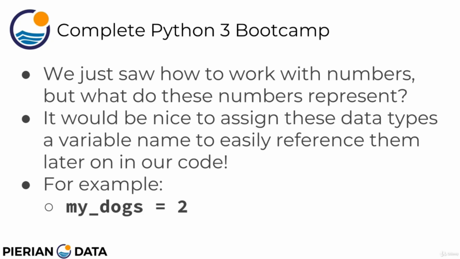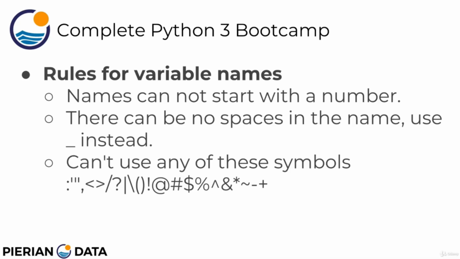Now there are a couple of rules for choosing a variable name in Python, and these rules are that names cannot start with a number. There can also be no spaces in the variable name, so you should use an underscore instead. And you also can't have any of these symbols in a name. If you accidentally forget this list of symbols and type one of them in a variable name, Python would quickly complain and you'd have an error. So you don't need to worry about memorizing all these. You'd get the error as you're typing along.